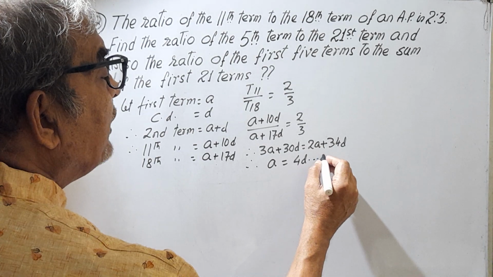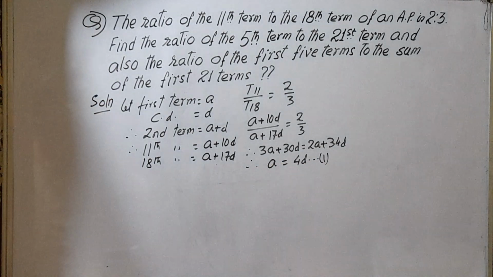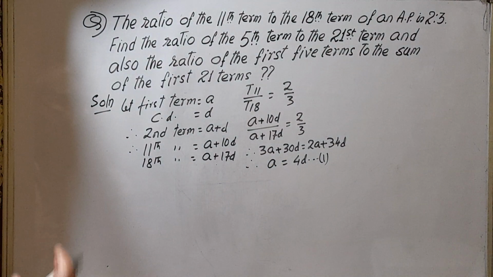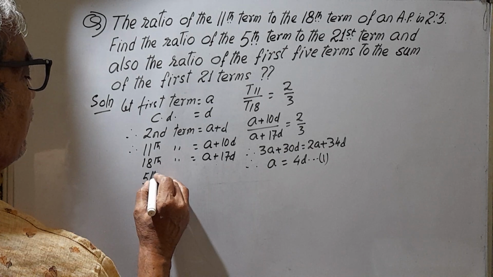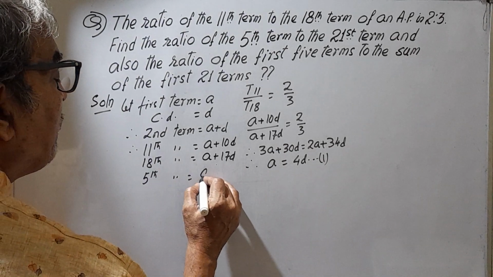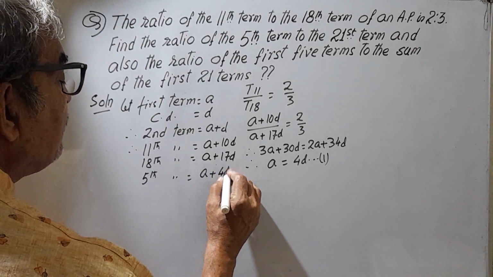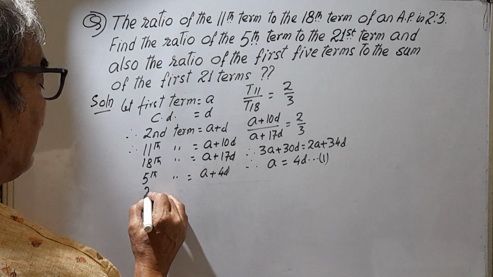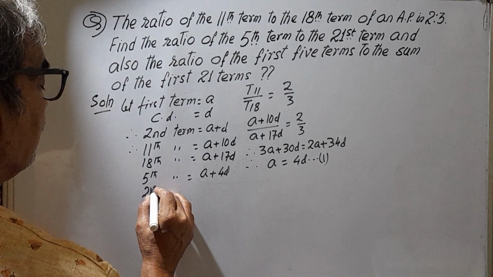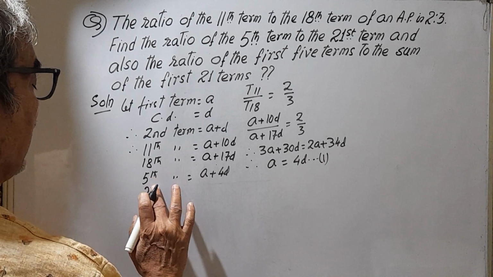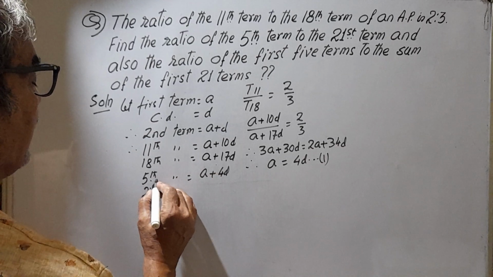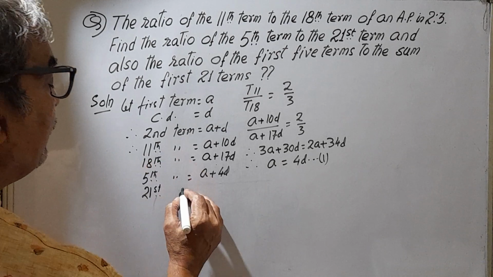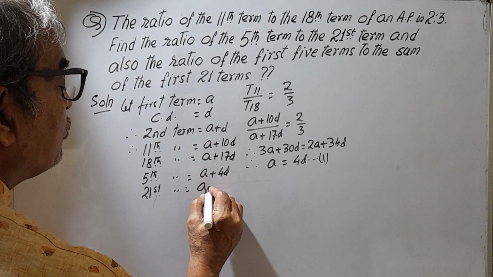Now this is one equation. Here next, what is given: the 5th term to the 21st term. So you know 5th term equal to A plus 4D and 21st term equal to A plus 20D.